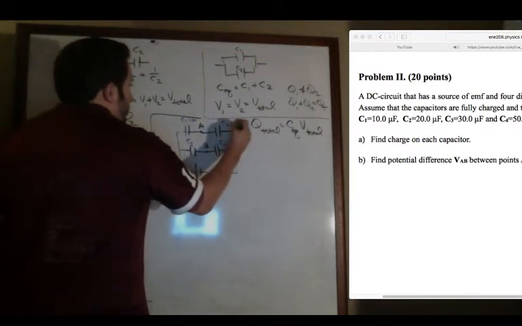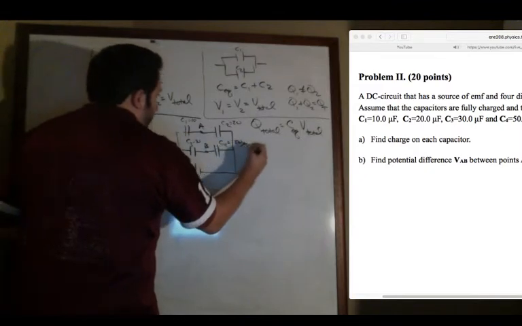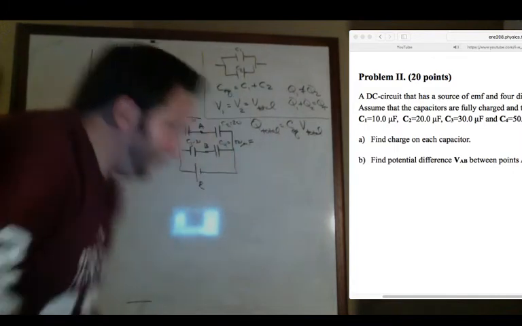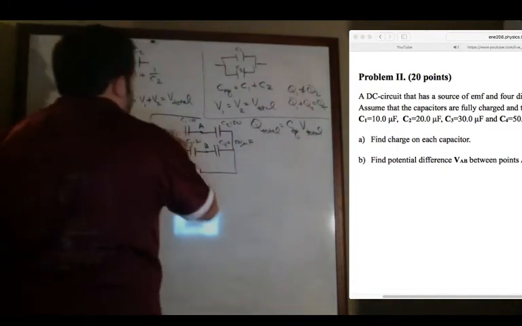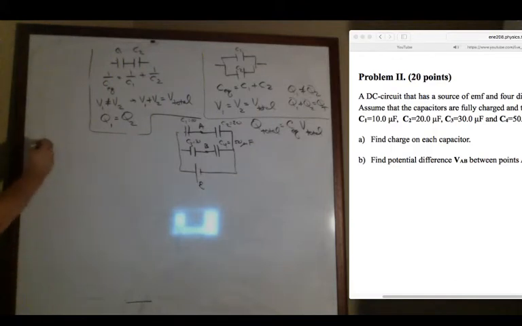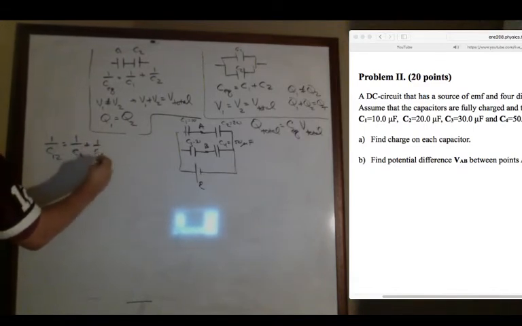10, 20, 30, and 50, and all of them are microfarads. Okay, so let's go ahead and find CEQ. First thing is I'm going to find C12. And so I know that 1 over C12 is equal to 1 over C1 plus 1 over C2.